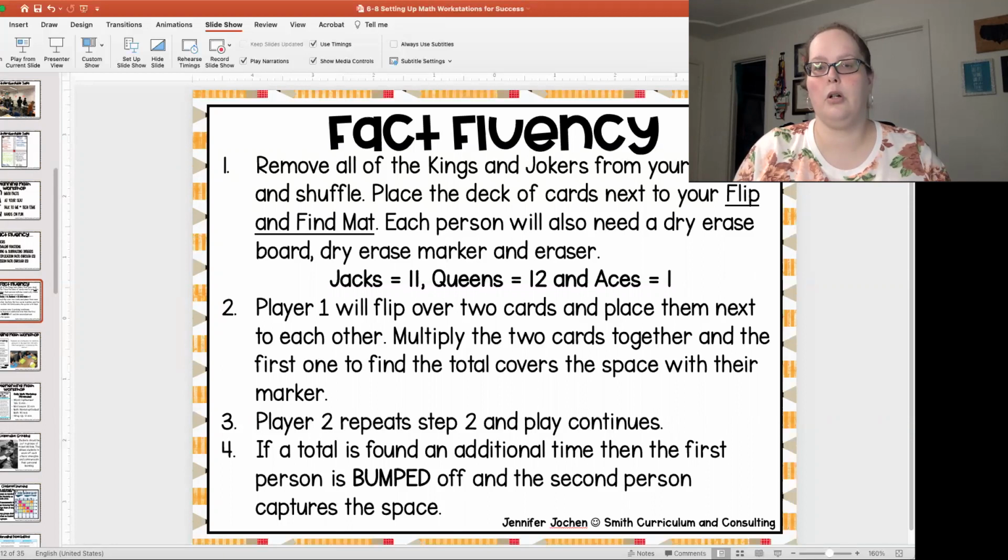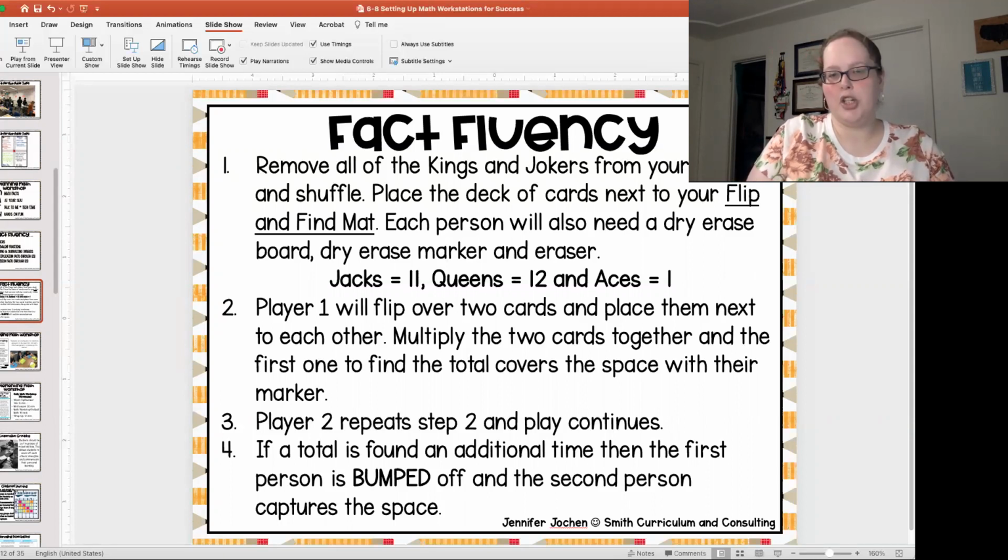So for this, you remove all of the kings and jokers from your deck and you shuffle. They will need either a dry erase board, or they can just show this on our camera if they're remote. And jacks are worth 11, queens are worth 12, and aces are worth 1 point.